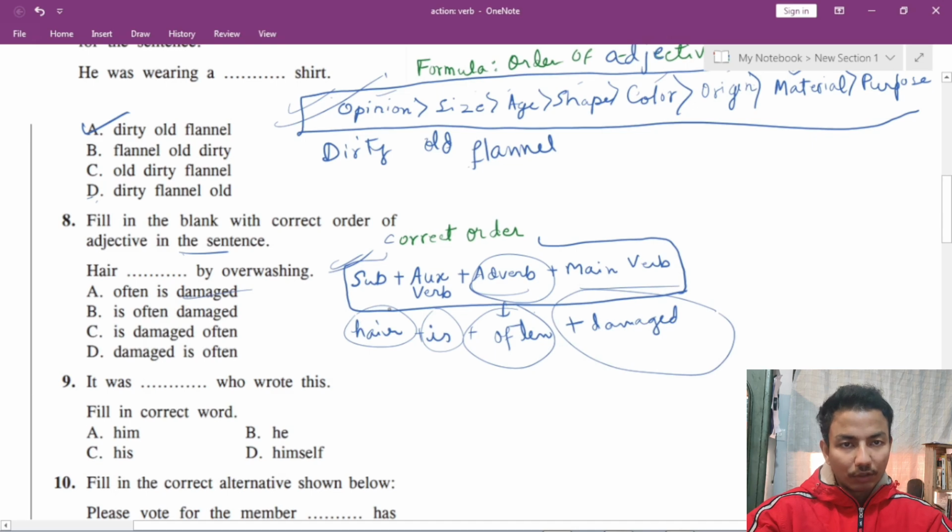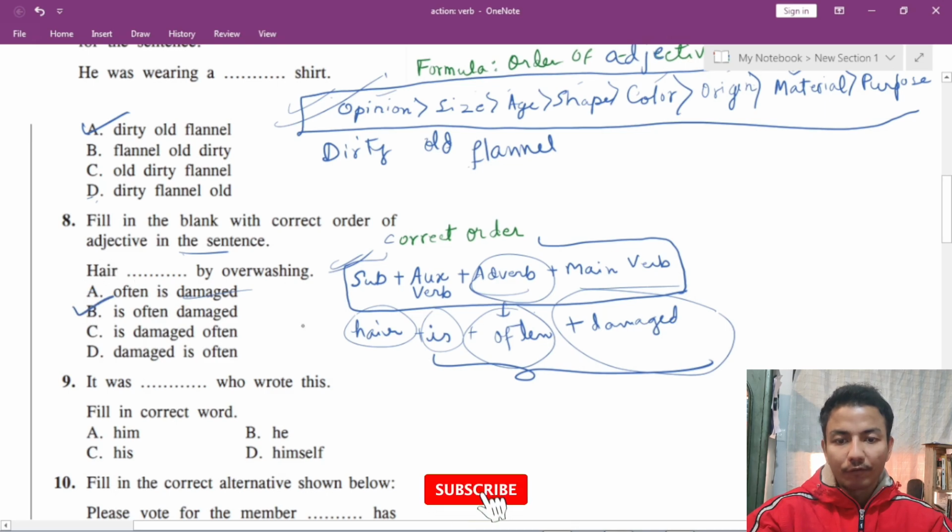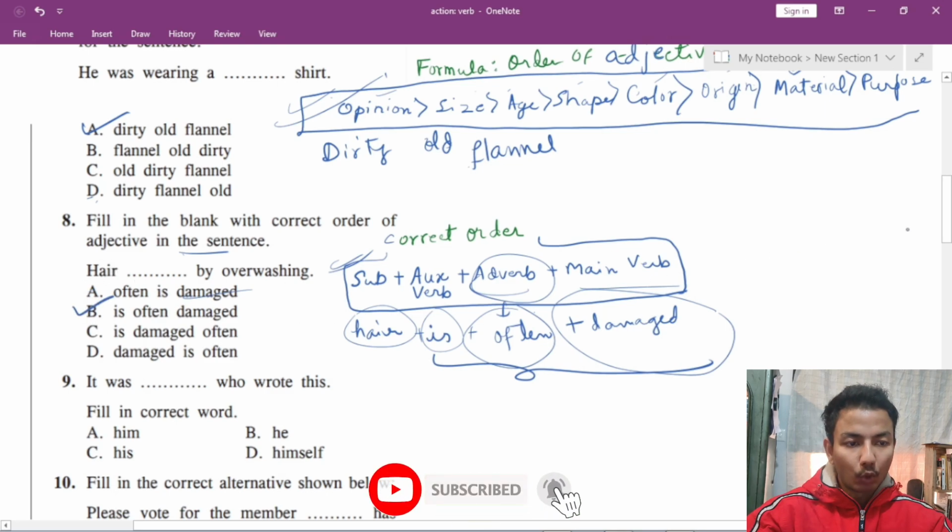So the correct sequence or the correct option here is hair is often damaged by overwashing. So the correct option here is Option B, is often damaged by overwashing.